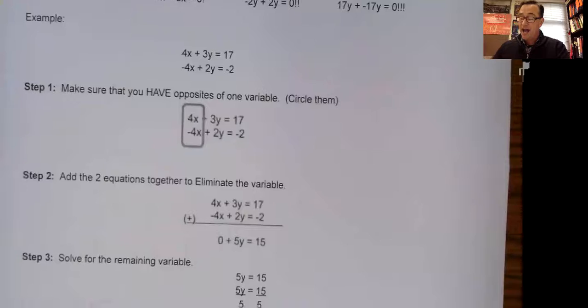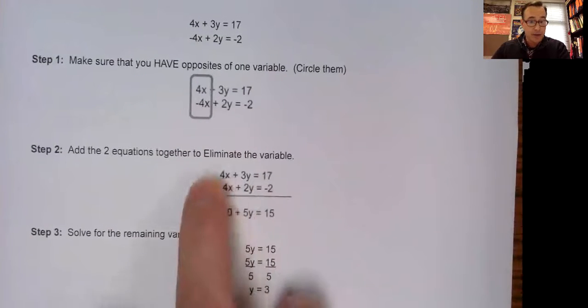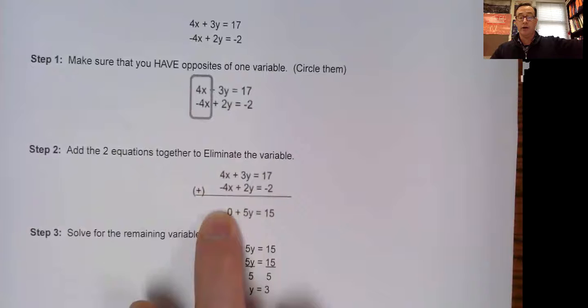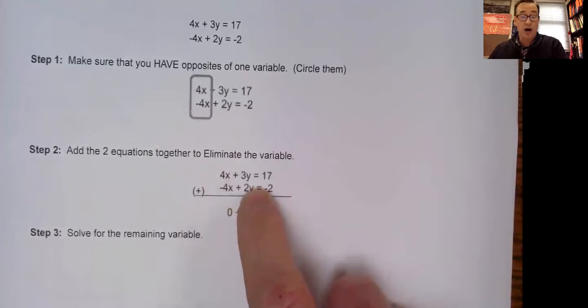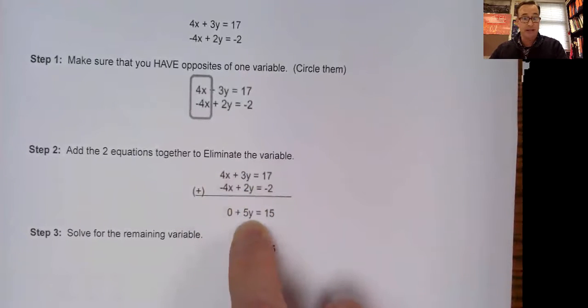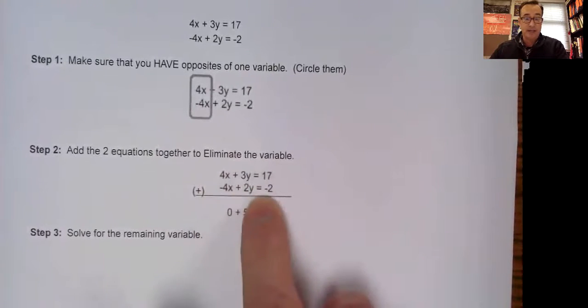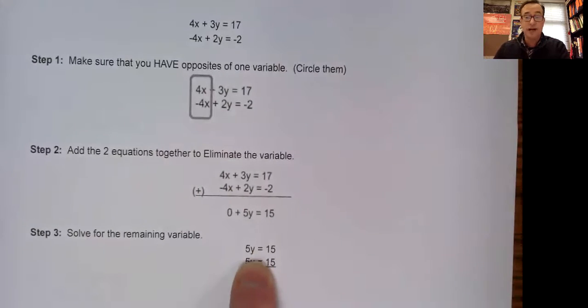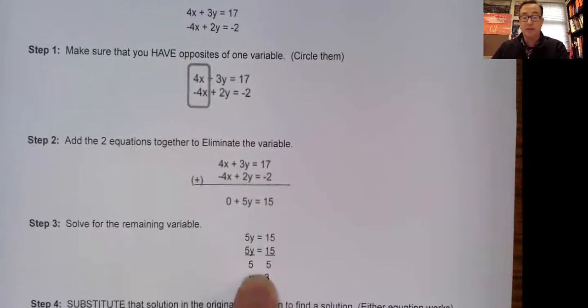So when we look at this, because I have clearly two variables that will cancel each other out, if I add straight down my columns, 4x and negative 4x, that is a 0. There is no more x on this problem. It's gone. 3y plus 2y is going to give you 5y, combining my like terms. 17 plus the negative 2 gives you 15. I now have an equation that doesn't have an x in it that is super easy to solve. 5y equals 15 is a one-step equation.